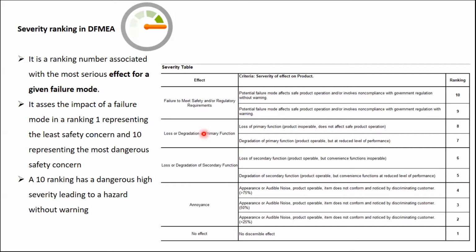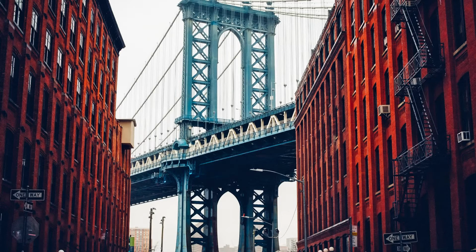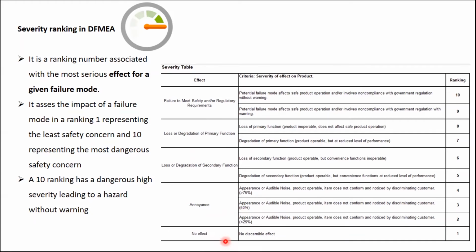So to begin with, ranking 1, where the severity of a failure is identified. For example, consider a beam or a bridge, where a small crack on a bridge can be less severe, and looking into the function or detail of the crack, it can also be more severe. So let's start with the less severe items and how the effect is given on a failure. We are starting with no effect or no discernible effect, which is ranked as 1.